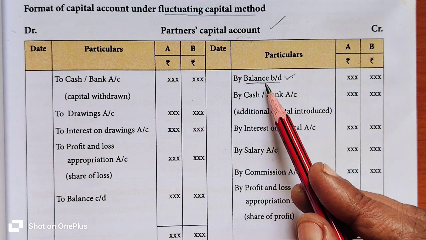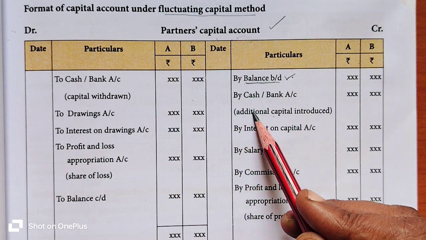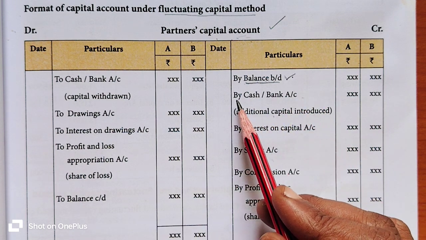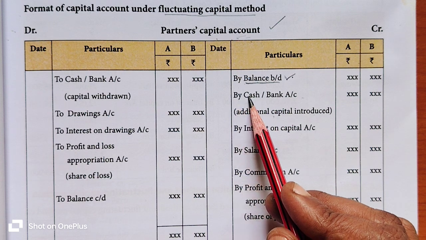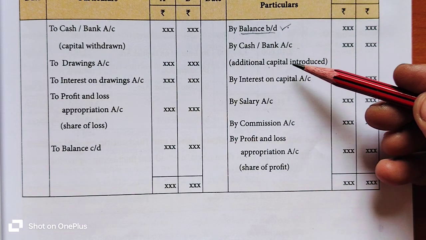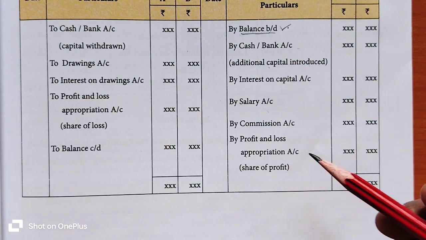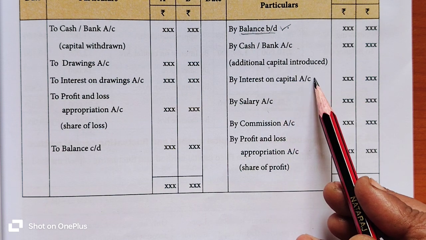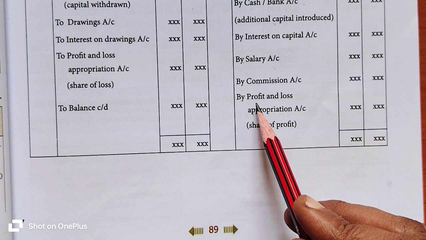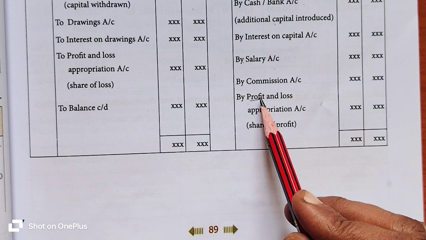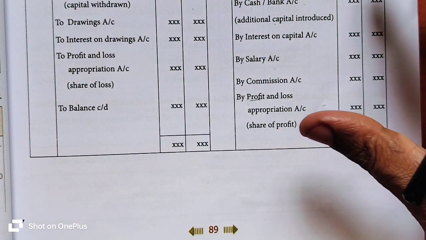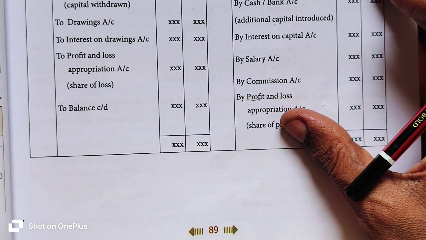Then after the opening balance, we have to enter the additional capital introduced during the year by the partners. We have to write by cash account or by bank account, and all other transactions we know very well. Interest on capital appears on the credit side, as do partners' salary, partners' commission, and if the partners get profit, it is to be entered on the credit side. So these are the transactions to be entered on the credit side.